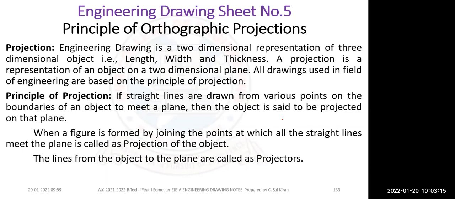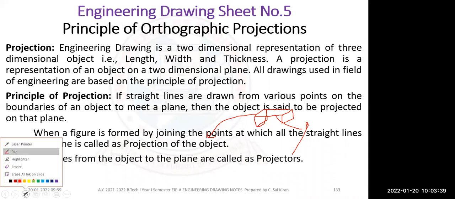And the lines joining the object are called projectors. These are called projector lines. And this is called the projection of the object. Whatever object is created on the back side of the plane is called the projection of the object, and these lines are called projectors. Okay.